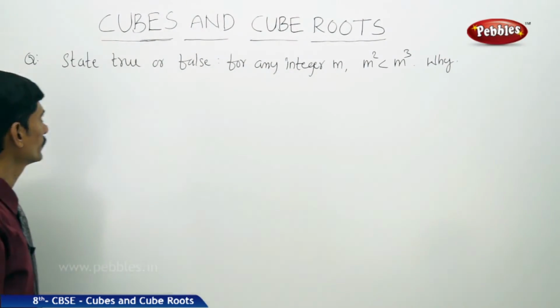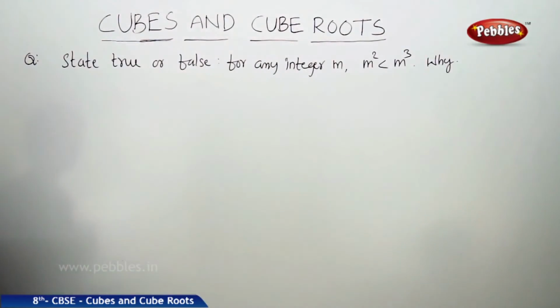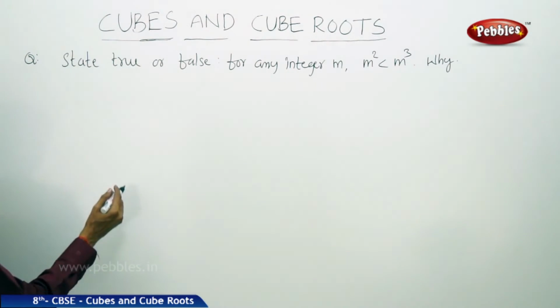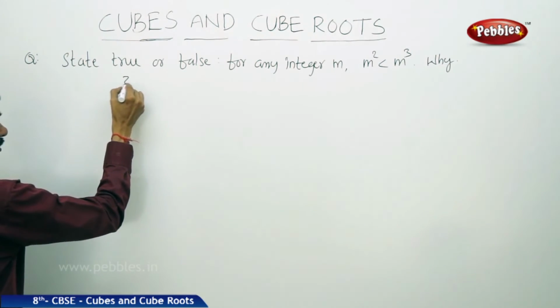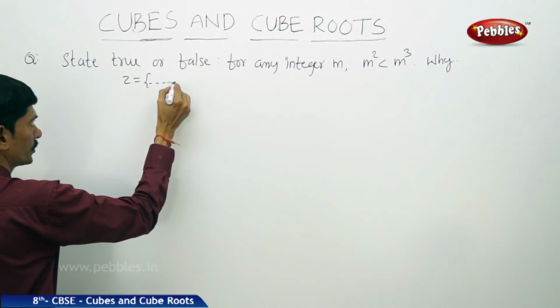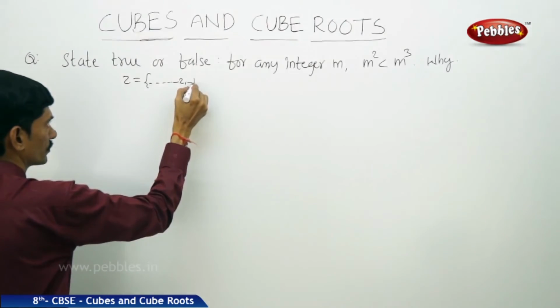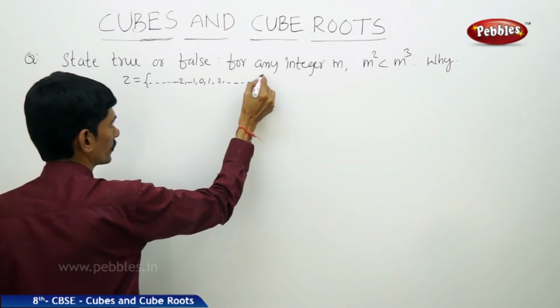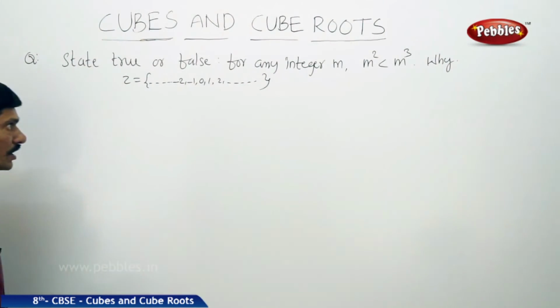Now let us solve a problem. State true or false: for any integer m, m square is less than m cube. Now here integer means all negative numbers, 0 and all positive numbers. So this can be checked in 3 cases.